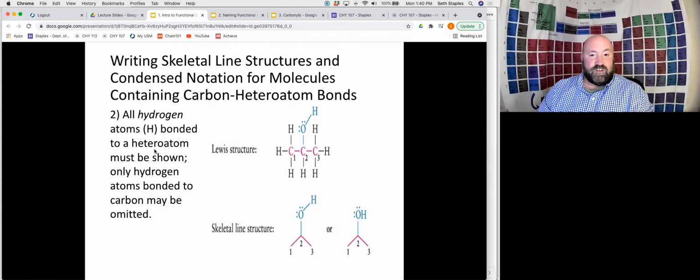Oh, and I forgot that I actually talked about that right here. All hydrogen atoms bonded to the heteroatoms, again, must be shown. We only omit hydrogen atoms that are bonded to the carbon atom.